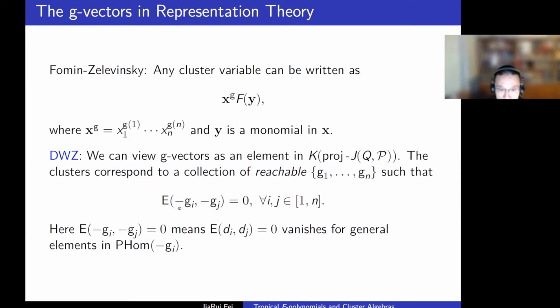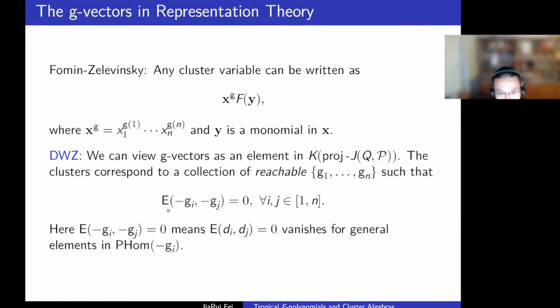So this is really the characteristic condition for a set of g-vectors to form a cluster: the E of minus g_i and minus g_j should vanish. Recall we defined the E of two presentations. But here I put a vector here, so you can guess what it means. I take a presentation space of weight negative g_i, then pick a generic presentation there, and the same for the other. I pick a generic presentation in that presentation space. Then the generic value of the E should vanish.